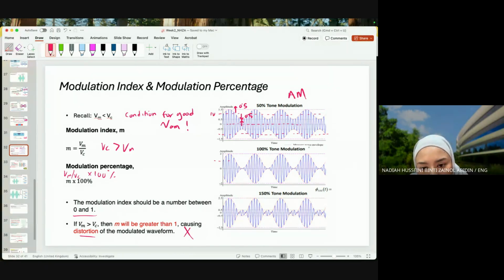Let's see. So this is Vc, original Vc, right? So this is also Vm, which means that this is 100% modulation because the value of V is the same. Here, the value is 0.5 volt of 1 volt. This is 1 volt of 1 volt. So 100% modulation. If it is greater than 100%, it's wrong.